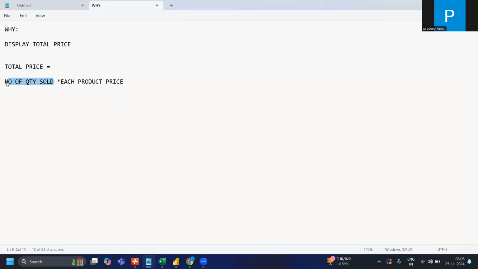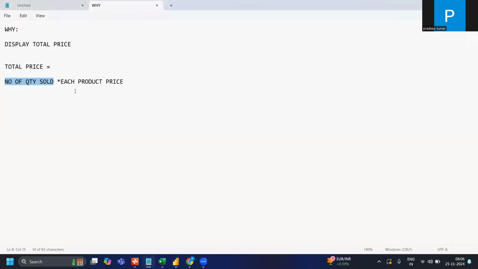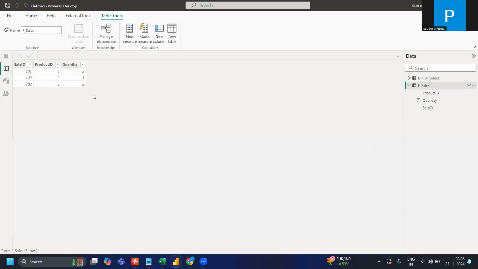So these are the requirements. Where is the total quantity sold? The quantity sold is in the sales table. We have two quantities sold. In product ID 2, only one product was sold. In product ID 3, three quantities were sold. So the quantity sold is in the sales table.